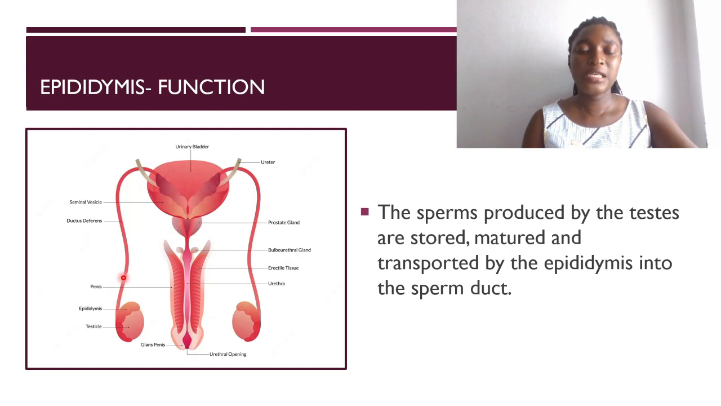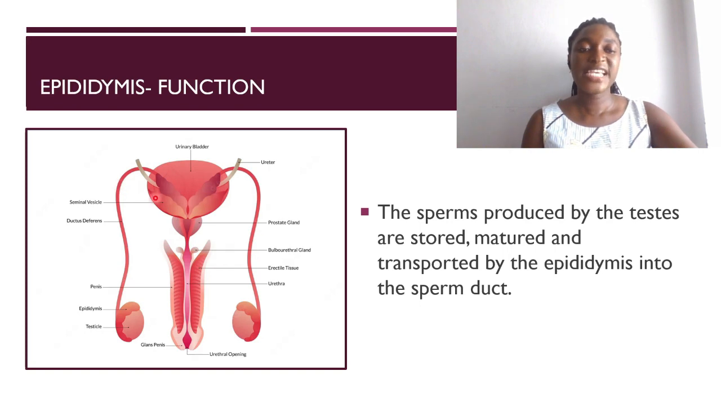Something worth noting is that for all the structures that we've mentioned so far, there are a pair. So you have a pair of testicles, a pair of epididymis, a pair of sperm ducts, and so on and so forth. There's a point where these two connect, and you'll be seeing that point very soon.